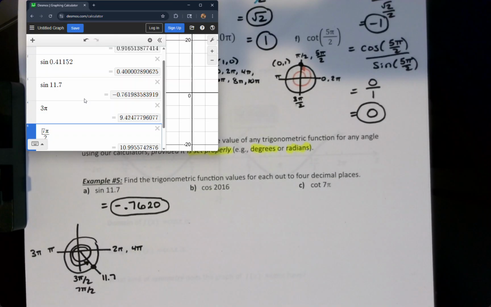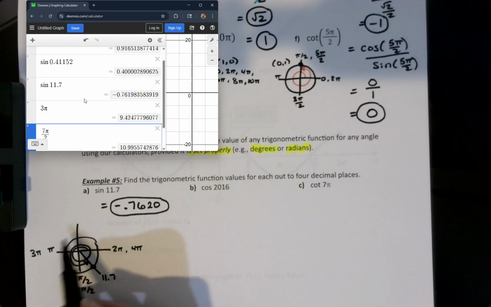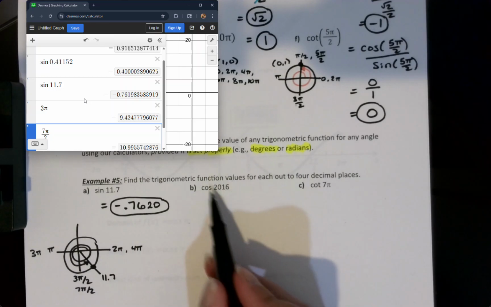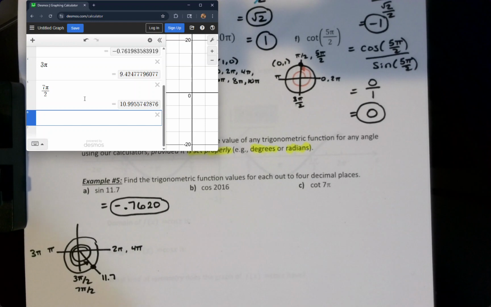Okay. We're not going to do that for this one because the angle 11.7 spun around twice. Can you imagine how many times we're going to spin around for 2016 as an angle? But just checking one of them helps us see how that would be done.